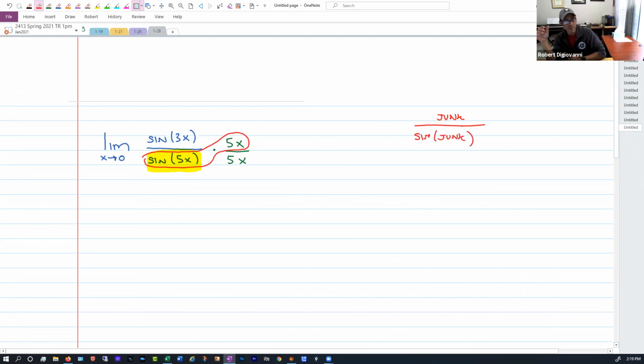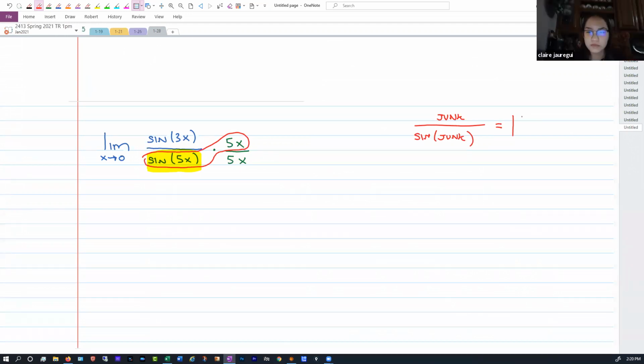And both the junks match exactly, and the junk is going to 0, so the answer should be 1. Because it doesn't matter if the sine's on top or bottom, all right? So does everyone see that Claire has fixed the problem by introducing that 5x?